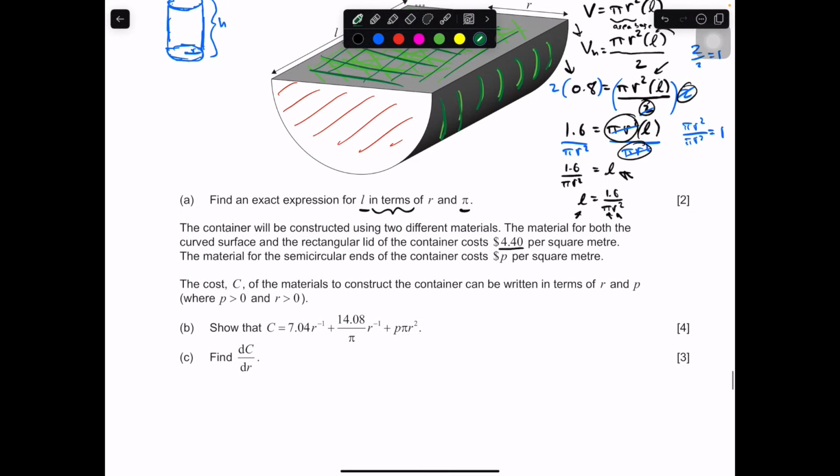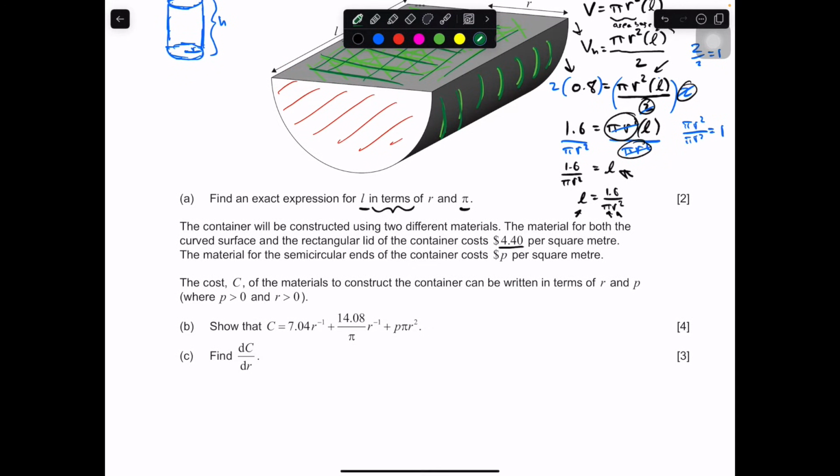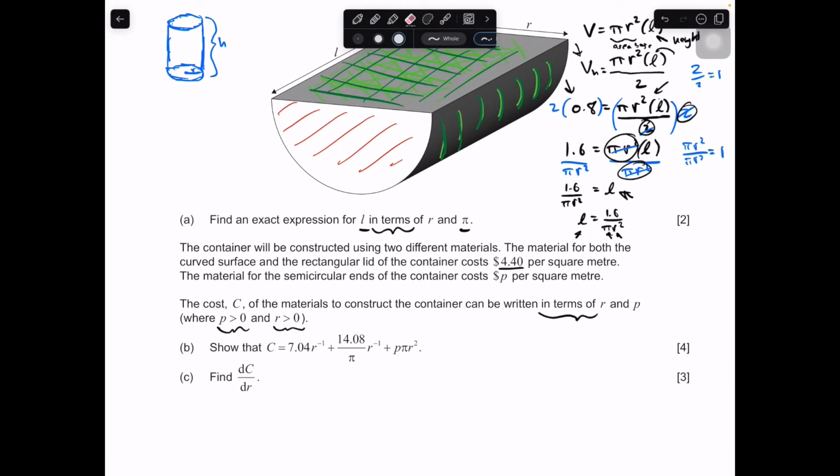The cost C of the materials to construct the container can be written in terms of R and P, where P is greater than 0 and R is greater than 0. So what does that mean? Radius is greater than 0, and P, the price, is as well greater than 0. Okay. Show that the cost is equal to 7.04 r to the negative 1, plus 14.08 over pi times r to the negative 1, plus P pi r squared.